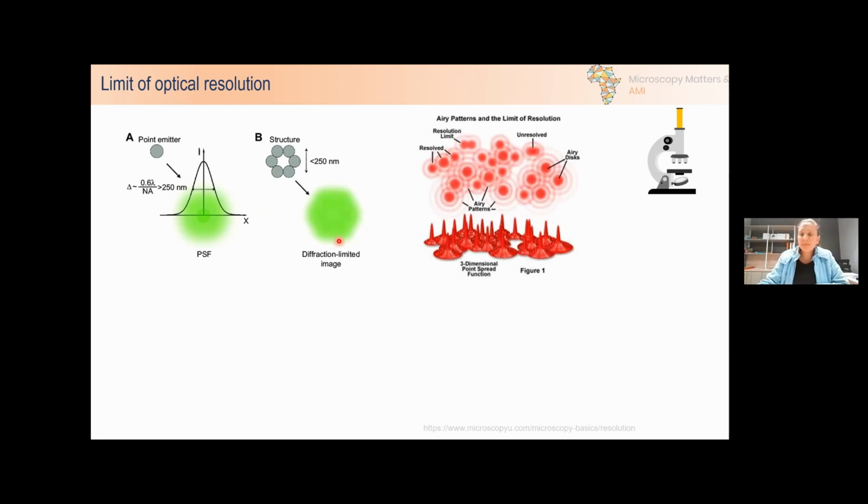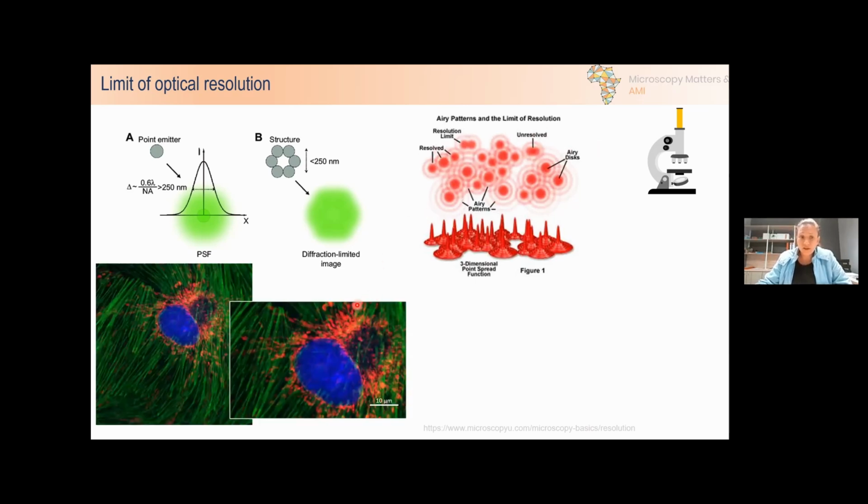In an image that we look at, where we have multiple emitters or fluorochromes emitting light, you sometimes can resolve all of them because they are spatially separated. But at some point, if they are starting to get too close together, you cannot resolve those separate fluorophores anymore.